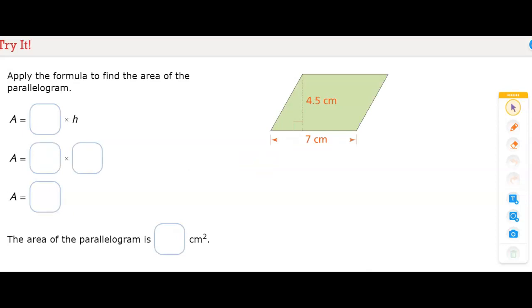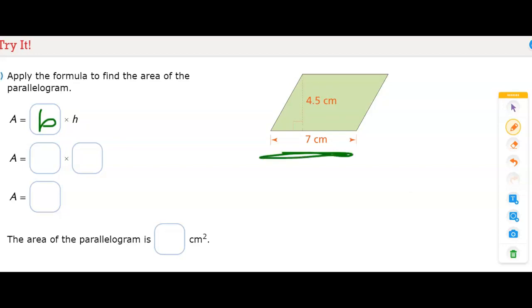Apply the formula to find the area of the parallelogram. The formula is area is base times height. So we're going to put B for the base. And then we're going to substitute our base.